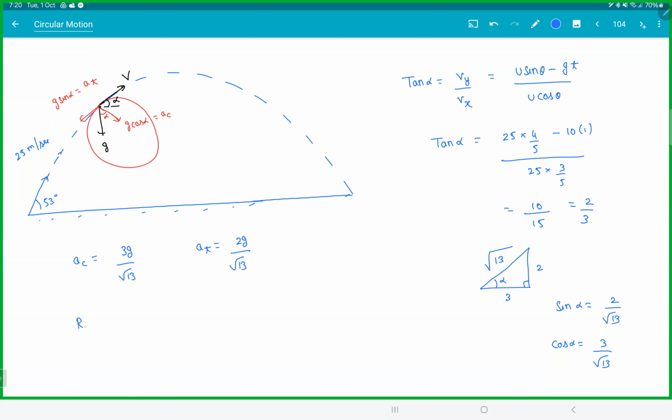And radius of curvature is v square by a centripetal. V you can calculate that also. u cos theta is v cos alpha. u cos theta is 15 and cos alpha is 3 by root 13. So that is 5 root 13. That is 25 into 13 by 3g root 13. Yeah, numbers are not great. You can leave it there.